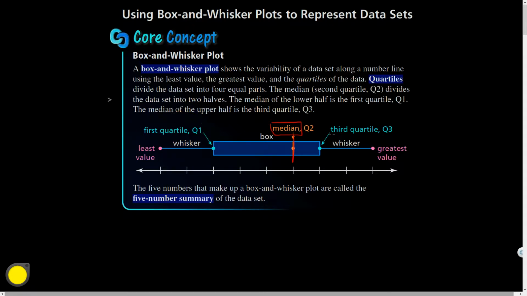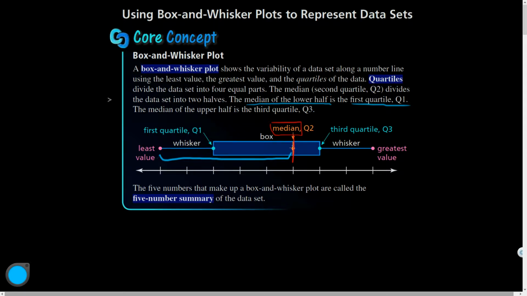But then I also have these new things, quartile 1 and quartile 3, and the median, by the way, is called quartile 2. And quartile 1, does it tell us here? I think so. The median of the lower half is the first quartile, Q1. So I would take just the first half of the data and find its middle number. And that's my quartile 1.